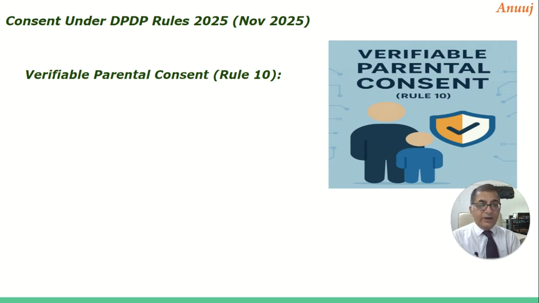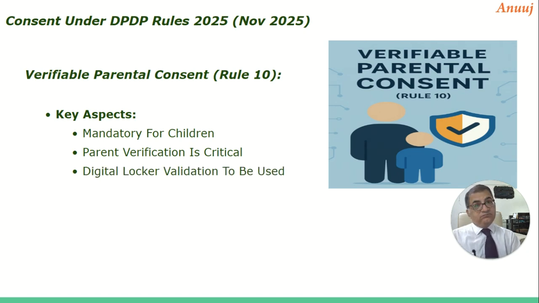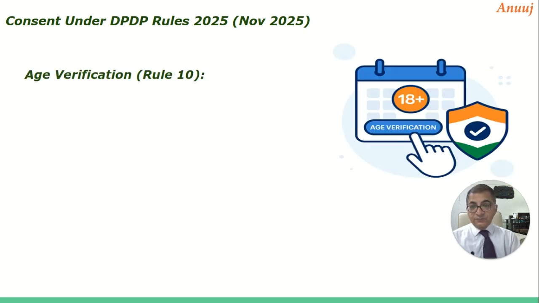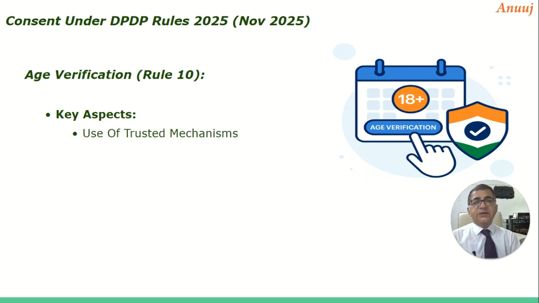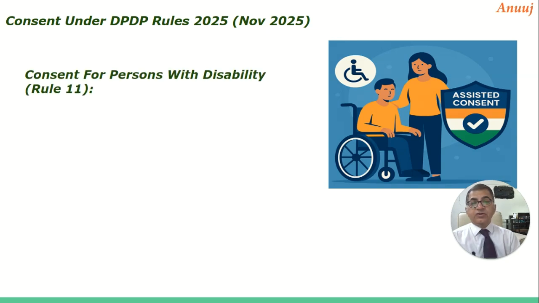Verifiable parental consent, rule 10 of the new rules. Parental consent is very much required. If a person is a minor, you have to have a way to check his age and then take a verification from the parent. So you need to have a mechanism to verify the parent as well. Ideally, digital locker validation is to be used for such cases. Same happens with age verification: use trusted mechanisms, school certificates, proportionate age checks, and accordingly take the consent from the parent. And parental consent should also be easily withdrawable.